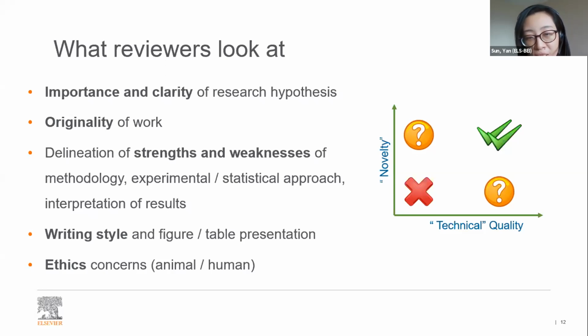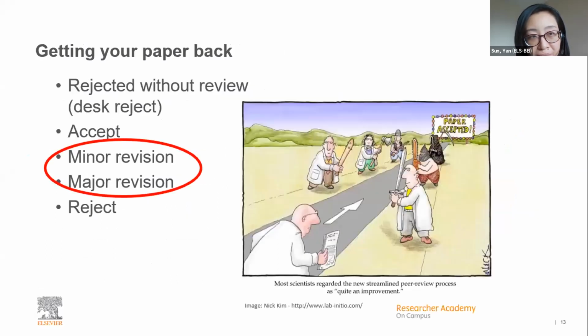We wish you could pass the reviewers' evaluation, so that your article, from the novelty and technical perspectives, is of high quality for reviewers to recommend that editors proceed further with your article. Based on reviewers' comments or editors' evaluation, your paper could get a decision from editors. Sometimes it's a rejection, a rejection without peer review.